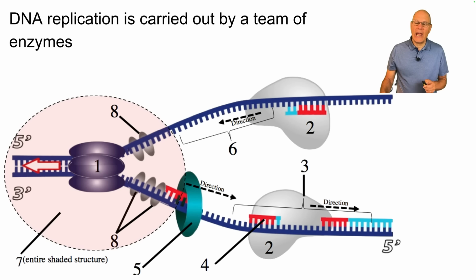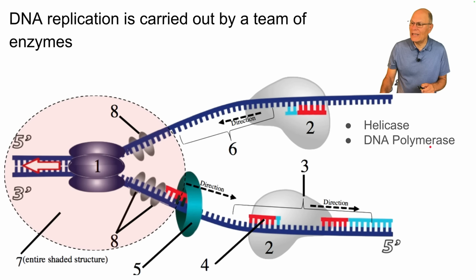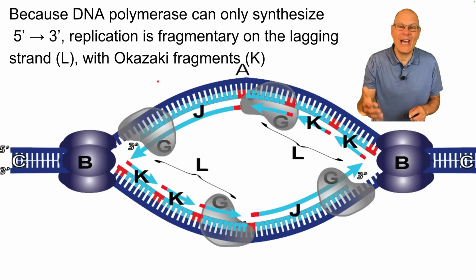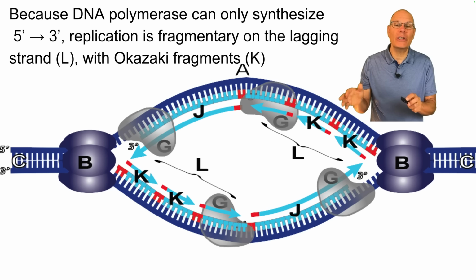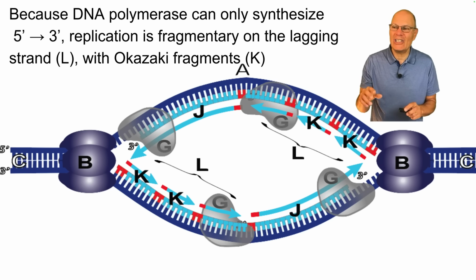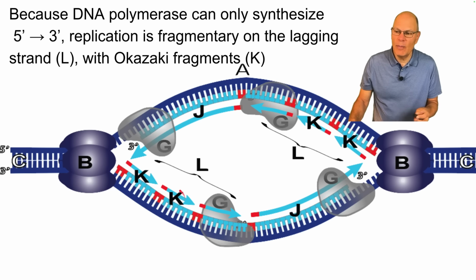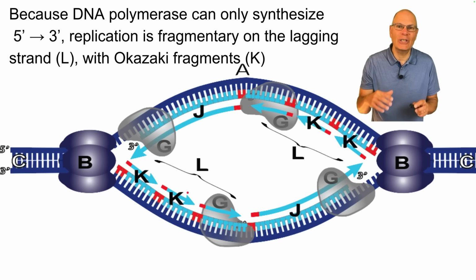DNA replication is carried out by a team of enzymes. The ones that you should know include helicase, DNA polymerase, primase, ligase, and others. Because DNA polymerase, the main enzyme involved in DNA replication, can only synthesize in the 5' to 3' direction, replication occurs differently on the two strands. It's continuous on what's called the leading strand, and it's fragmentary on the lagging strand, composed of short segments that are called Okazaki fragments that are later sealed together.